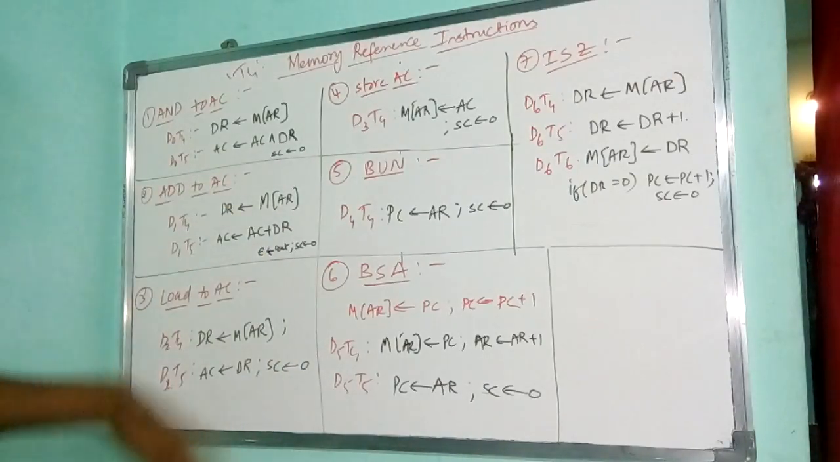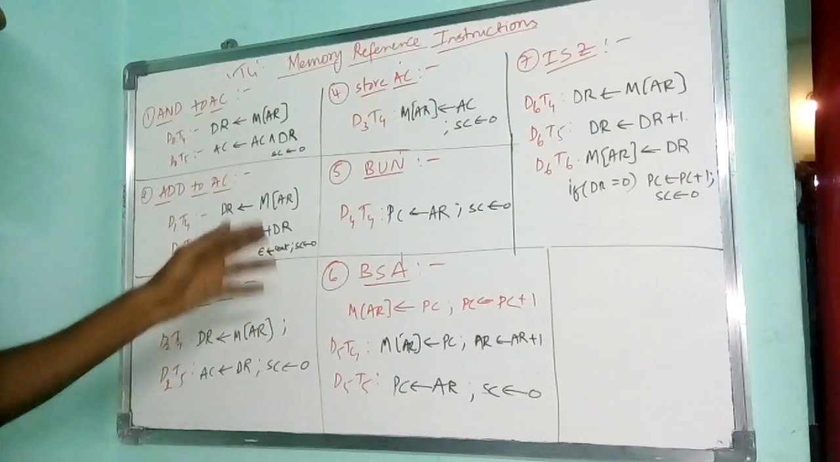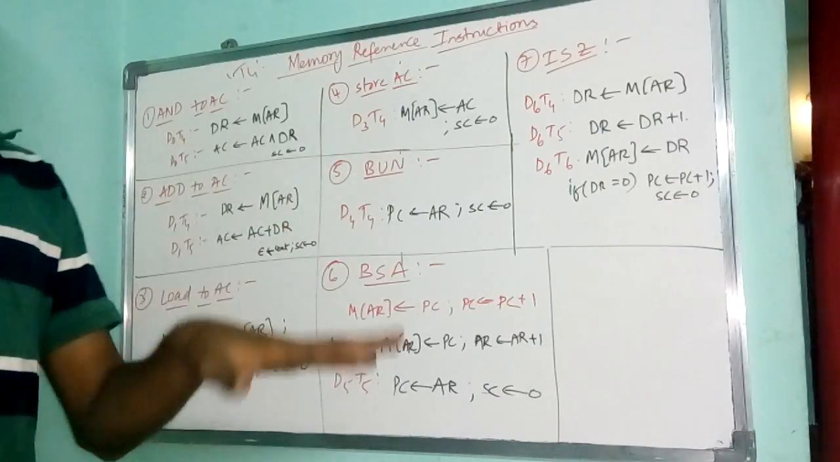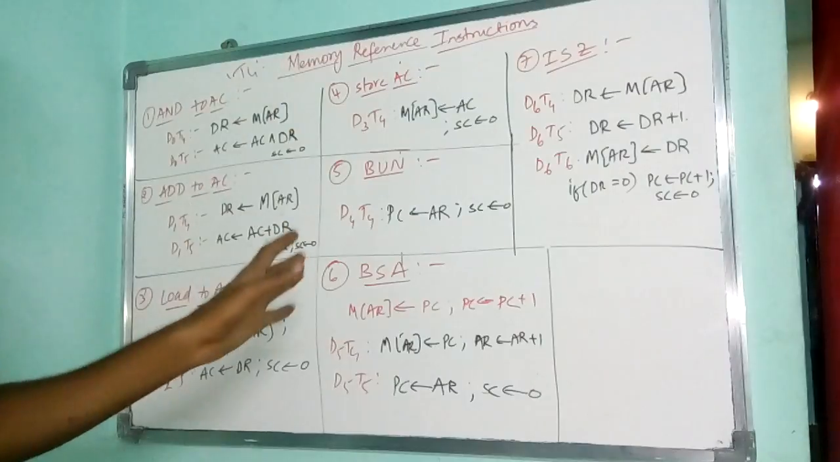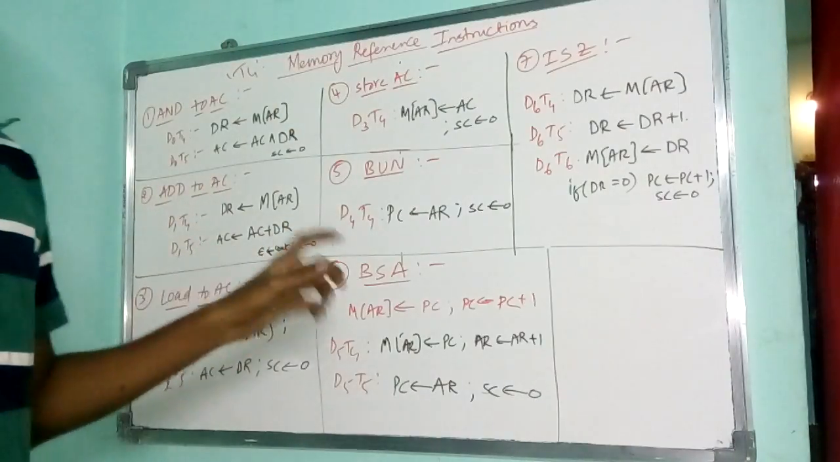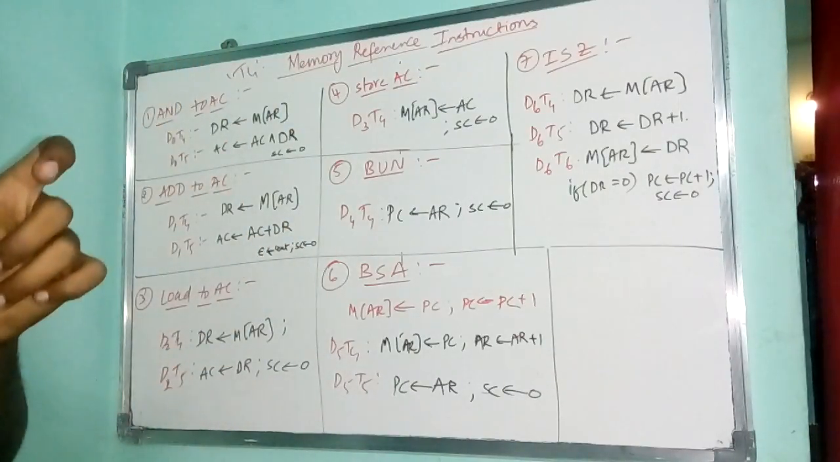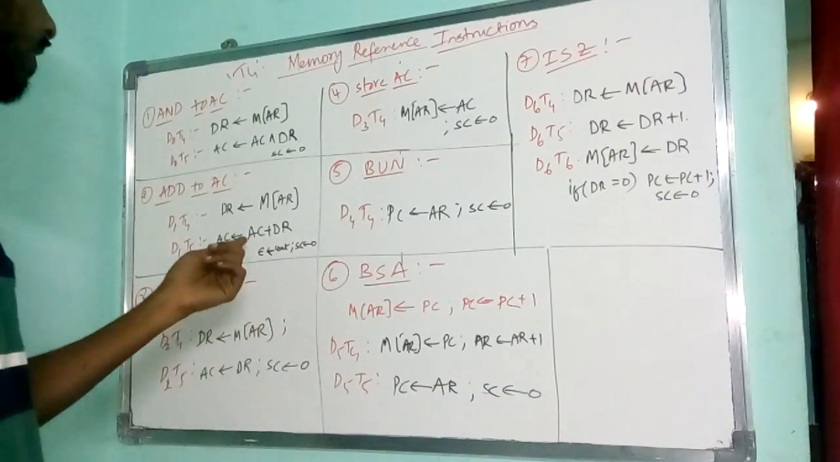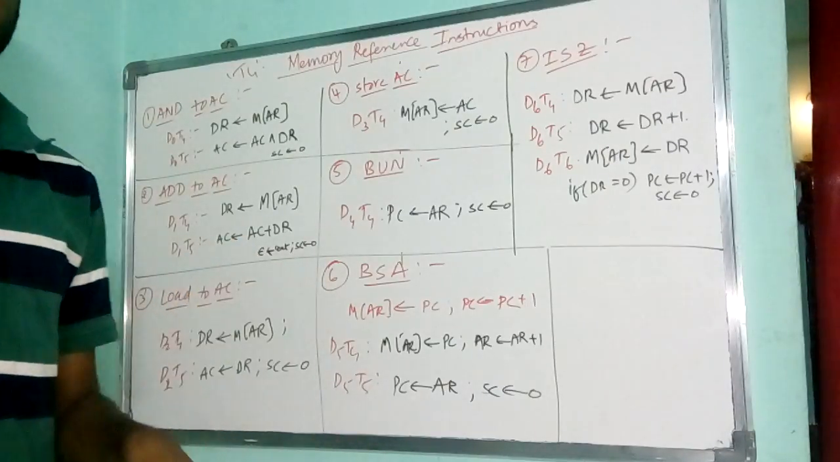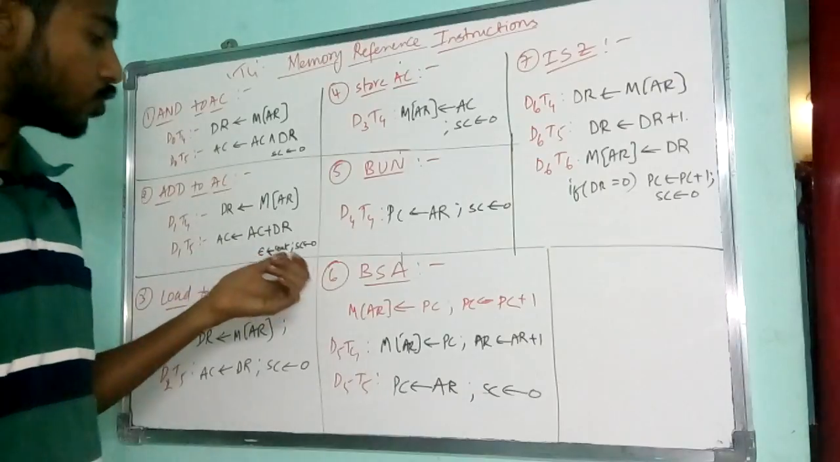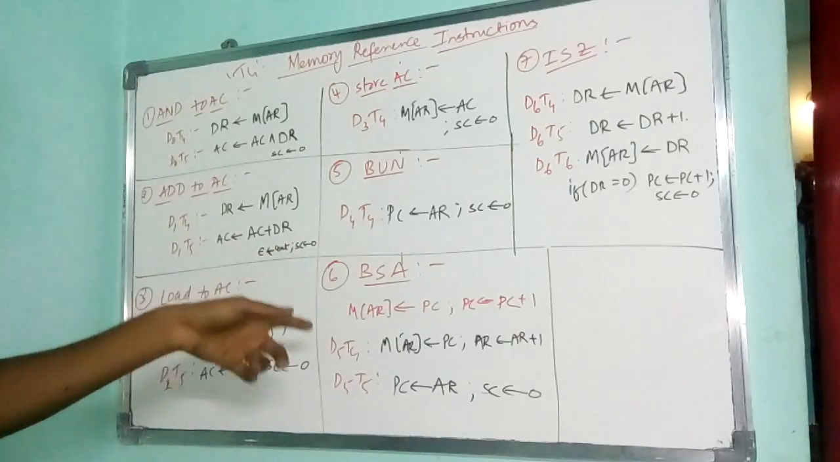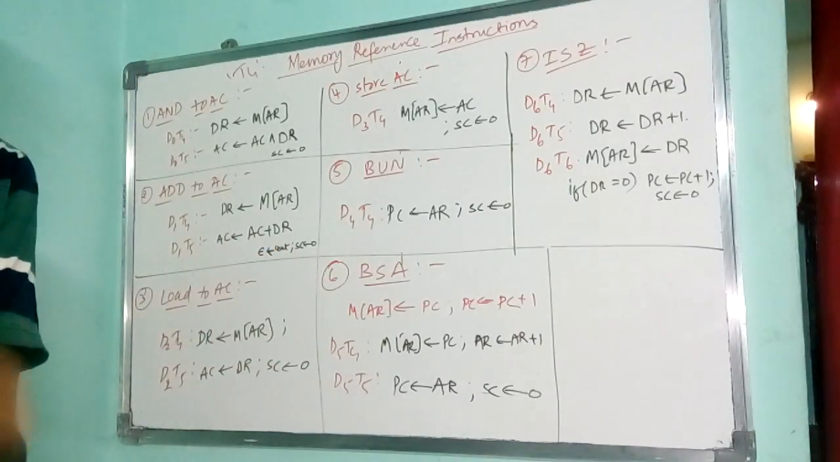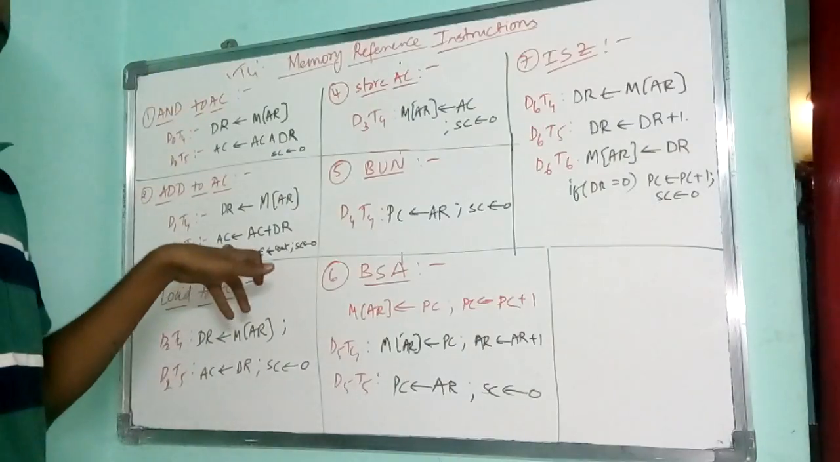Next, add to AC. The same case: we transfer the memory to the DR register. From there we add the accumulator and data register bits. We may or may not get a carry. If we get the carry, it is stored in the E flip-flop. The sum is stored in the AC register.